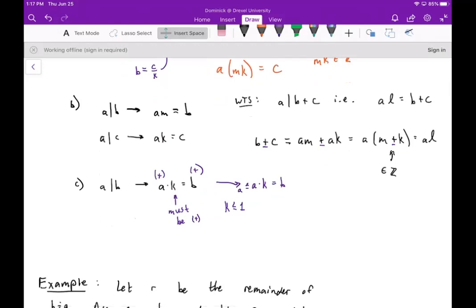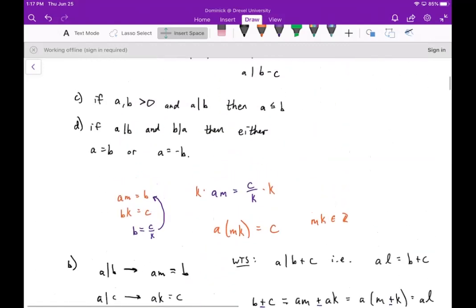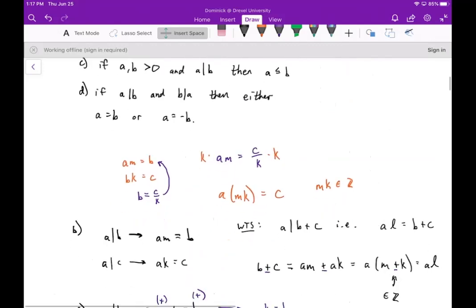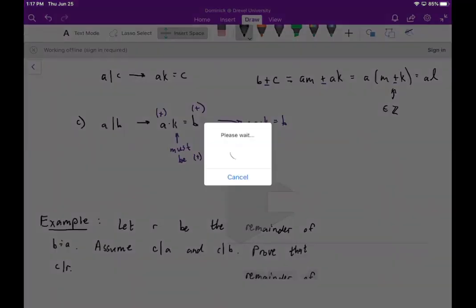Okay, and then finally, the last one that we want to prove is that if A divides B and B divides A, then either A and B are the same or they're opposites. And we're going to prove this, of course, the same way.